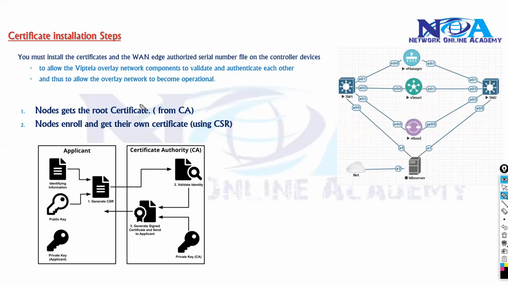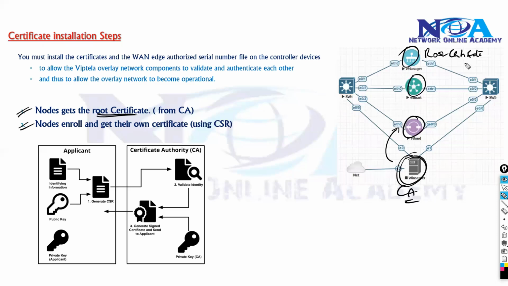So in this process, it's a two-step process, as I said. Every node must get the root certificate. So in our example, this is the CA. Every node must have something called a root certificate. Now this root certificate tells the node that it is going to trust the certificates coming from this CA server. So it's going to build a trust. So every node has to get the root certificate.